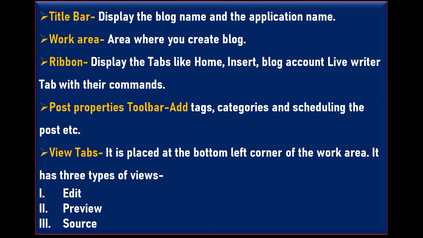Now, the post properties toolbar has tags, categories, and scheduling of the post, so with its help you can schedule your post for when you wish to publish it. Then we have the view tabs. Three tabs are placed at the bottom left corner of the work area. The three types of views are edit, preview, and source. All three have different purposes, and you can utilize them in your blog.